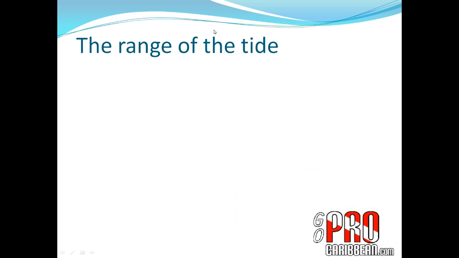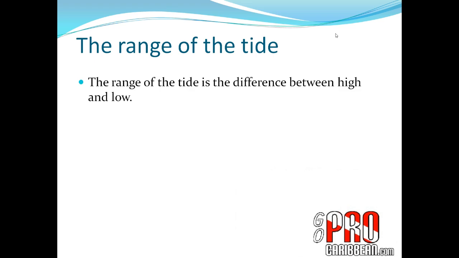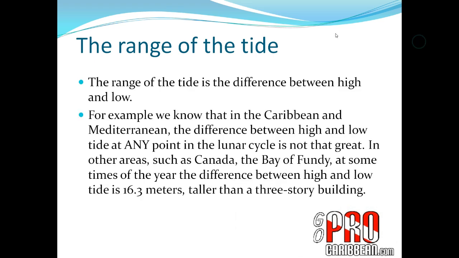And that's what we're really meaning when we say the range of the tide. So what is it that causes high tide to be higher in some places than it is in others? The range of the tide is the difference between high and low tide.